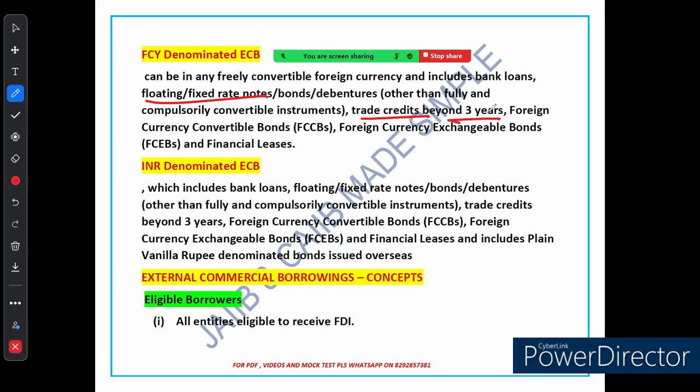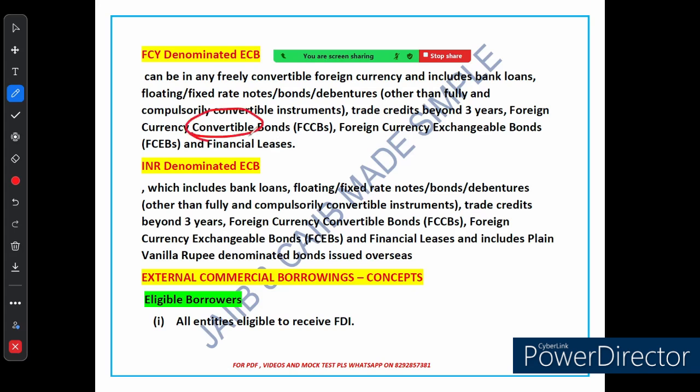And the next is financial lease. You know what is the meaning of this financial lease? Let me give you an example to make this more clear. Financial lease is when you lease an asset and pay for it over time. And there are some special kinds of bond which are called foreign currency convertible bond and foreign currency exchangeable bond, which give the lender the option to convert their bond into shares of the company.